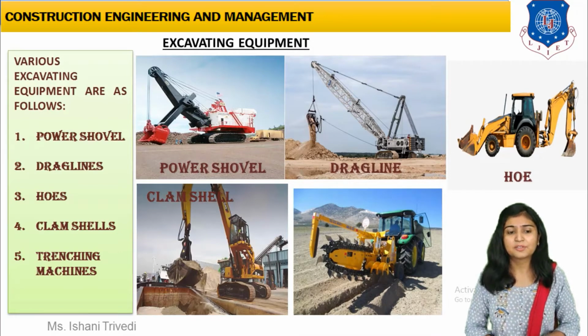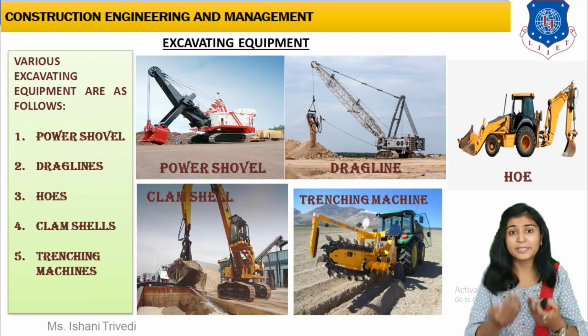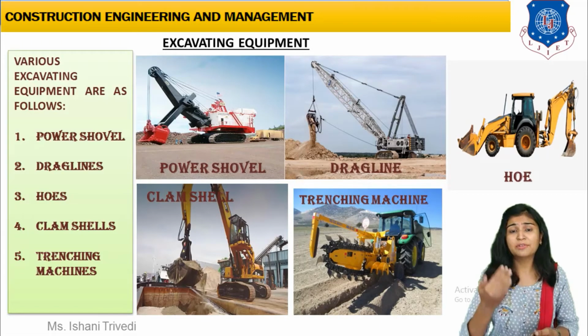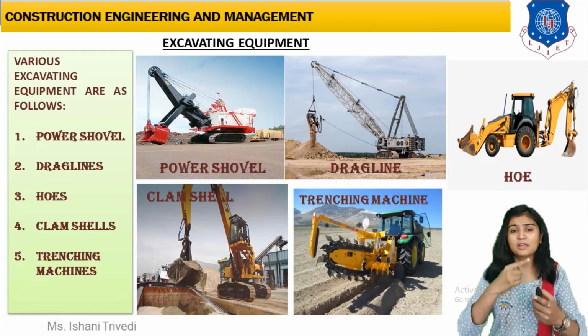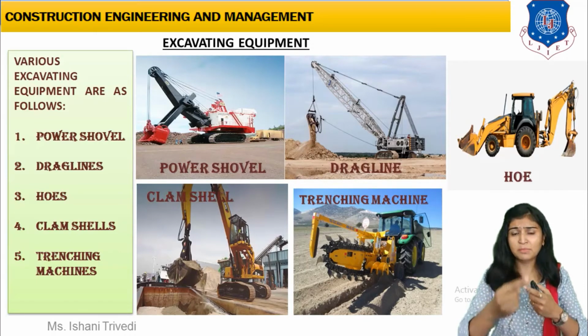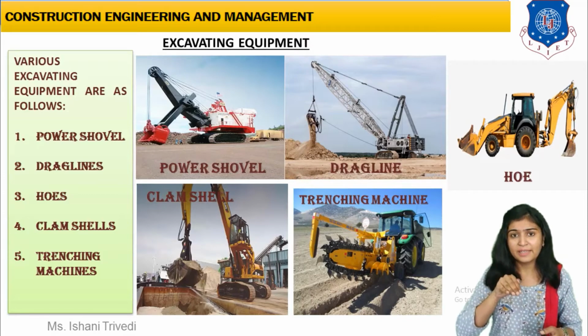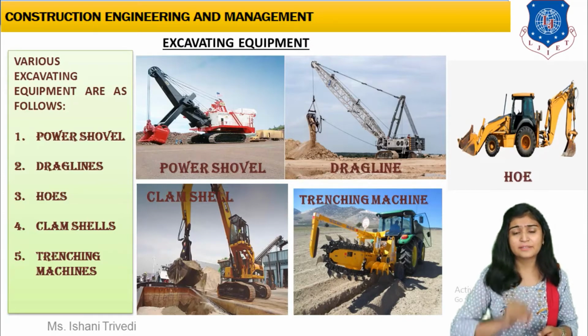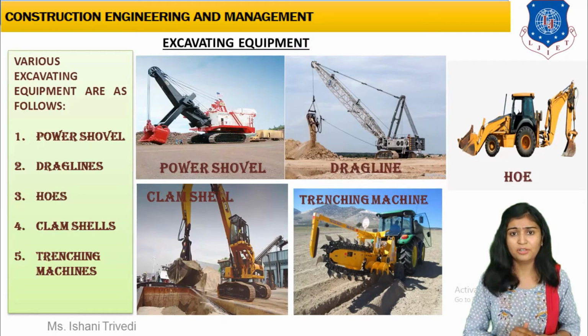Next we have trenching machines. A trenching machine means foundation trench laying equipment. If you want to carry out excavation specifically to lay foundation trenches, you can see over here a full circular blade mounted with sharp edges, and as it moves in the soil, you can lay the trenches inside the soil. That is your foundation trenches. These are the 5 types of excavating equipment most important for us.